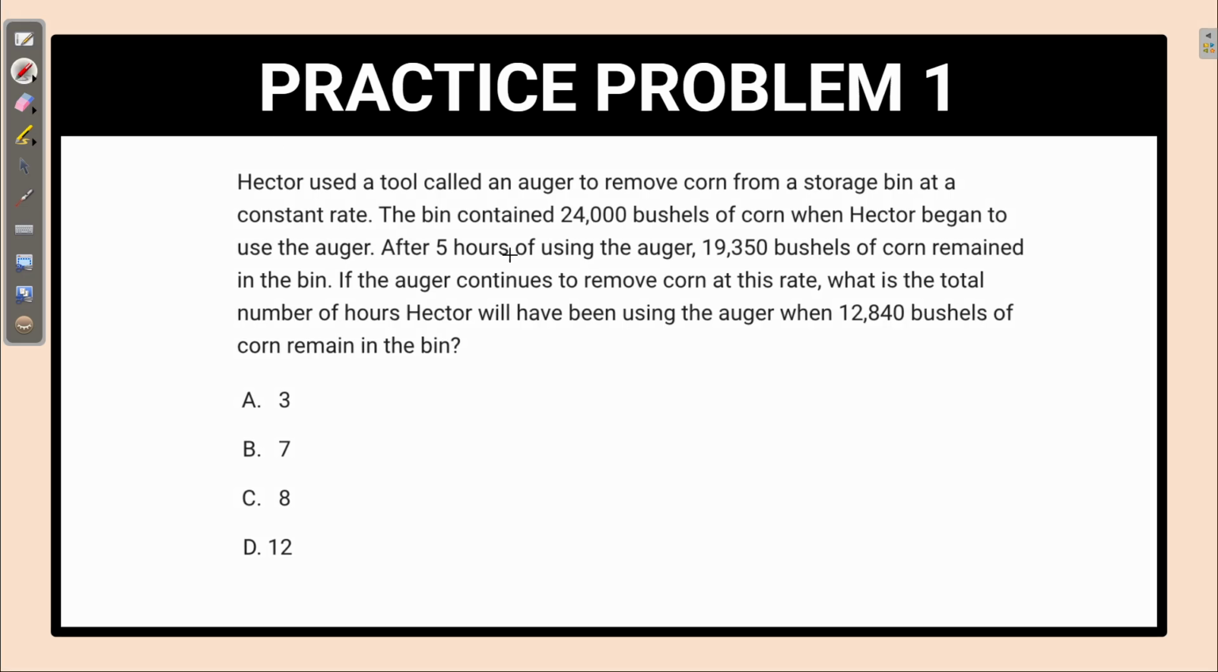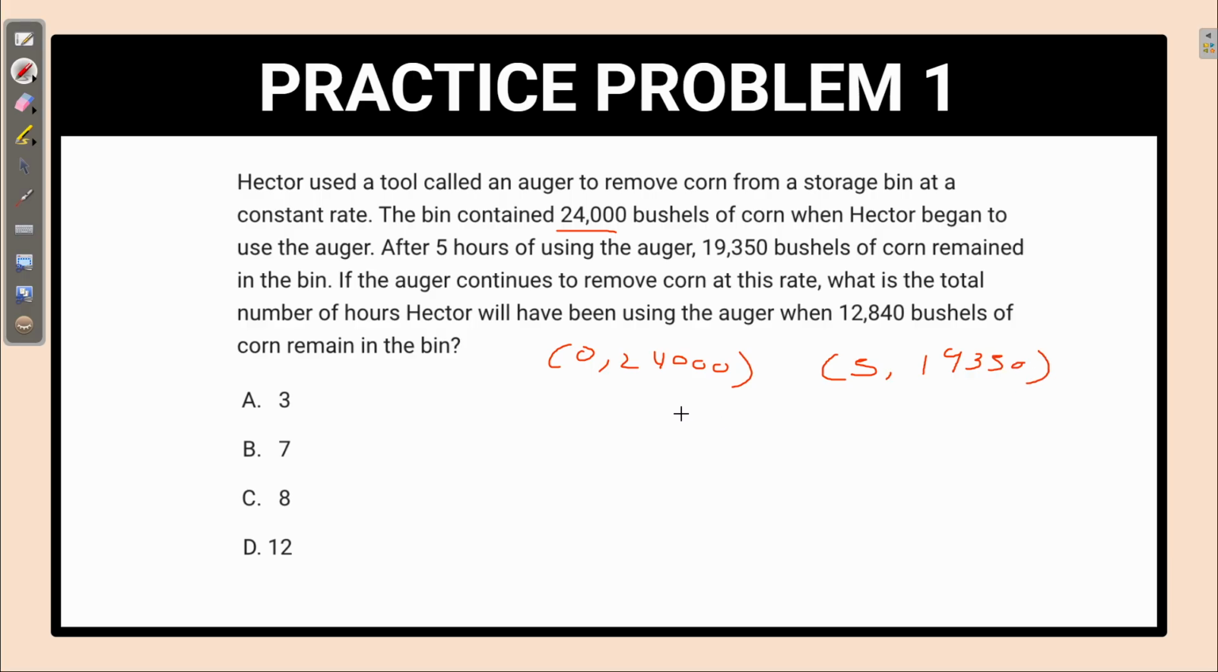Well, basically, this is just trying to find a slope, a linear equation. And you can realize that we have this point sort of 0. Let's say our x is hours and our y is bushels, right? So we have 0, 24,000, and 5 hours, 19,350.